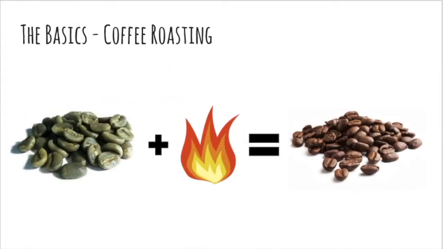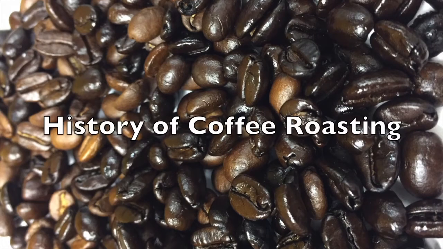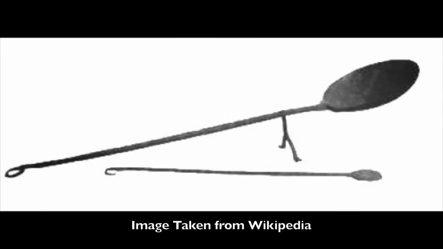Now, while everyone knows the basics that go into coffee roasting, of course, raw coffee beans and heat create cooked coffee beans. But let's really take a second and go back in time and look at the history of coffee making so we can really appreciate how far the developments have come. The first ideas in coffee making were relatively primitive, and they mainly involved holding a spoon over an open flame in the attempt to cook the coffee beans.